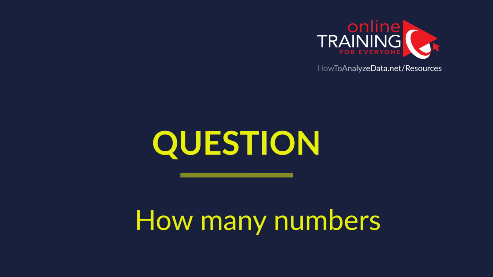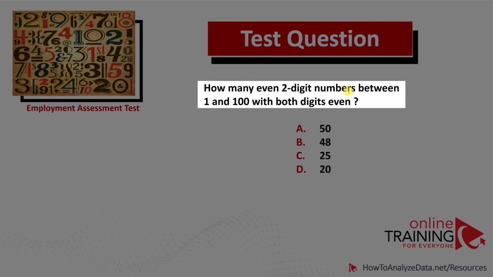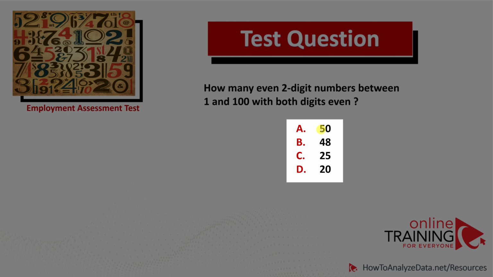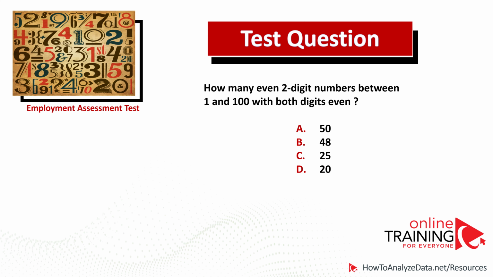Let's look at the very interesting, but at the same time tricky and captivating question that you might frequently see as part of an employment assessment test. How many two-digit numbers between 1 and 100 have both digits even? And you have 4 choices: 50, 48, 25, and 20. Do you think you know the answer? Let's see if we can get to the correct answer together.